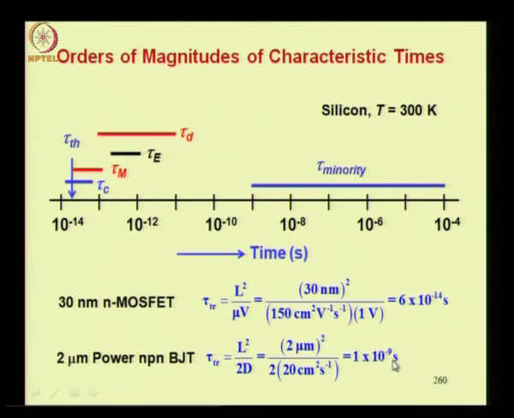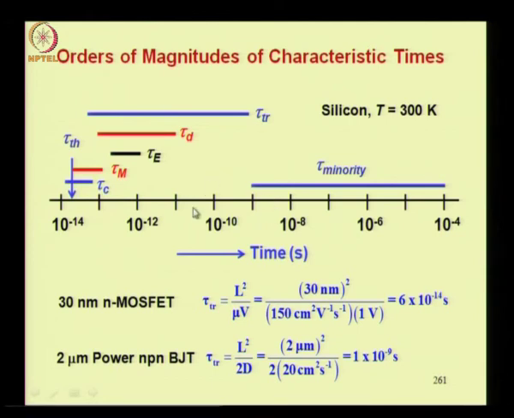Now you might just wonder, why should you call 10 power minus 9 seconds, which is nanoseconds, as long? Well, you must compare this with the time constant, the transit time you obtained here, which is of the order of 10 power minus 13 or minus 14. So you see the transit time in various devices ranges over a very wide range. So the minority carrier lifetime and transit times are both varying over a wide range. So is the dielectric relaxation time also.